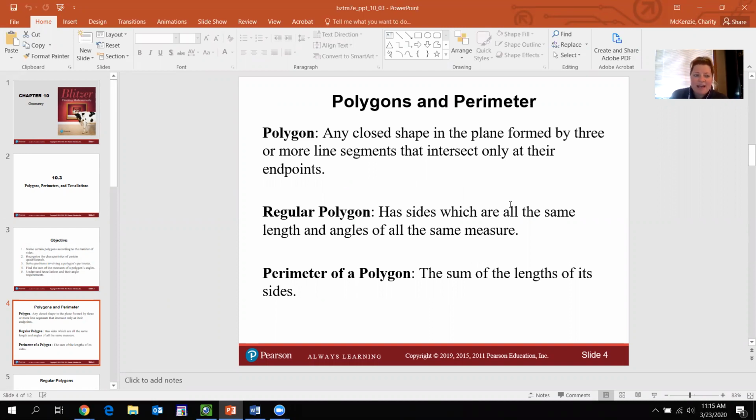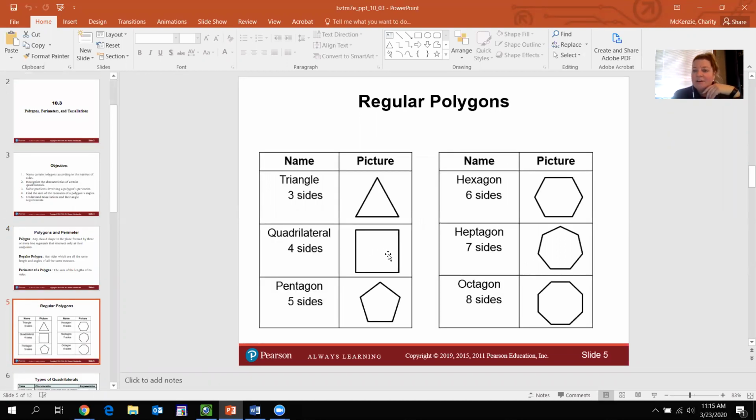So the first thing is a polygon is any closed shape in a plane formed by 3 or more line segments. The smallest polygon you could make with straight lines is a triangle, because you have to have 3. If I only had 2 straight lines, they wouldn't really make a shape. So I have to have at least 3, and that's a triangle. Here is a little list, and this PowerPoint is available to you, so you could also pause, write this down, or review the PowerPoint on your own.